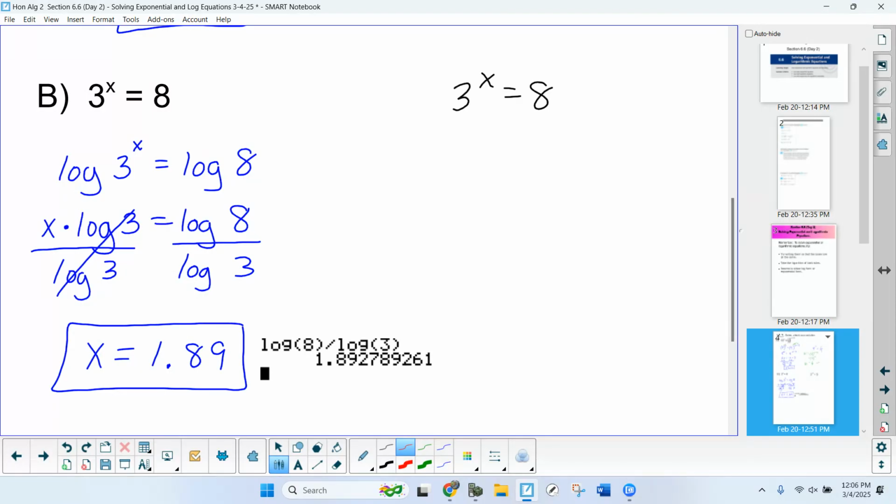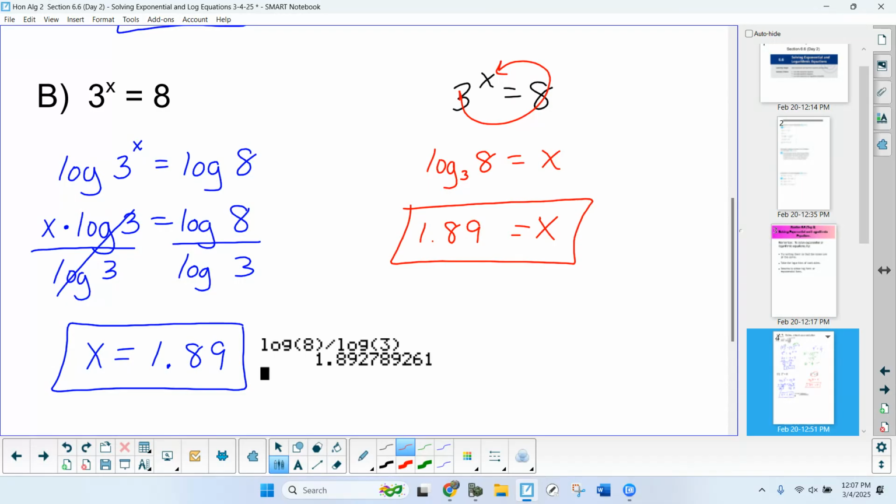Change the form. What form is this? Exponential. So let's swoop it into log. How would you guys swoop it into log? Log base of equals... Or old school calculators, log of 8 divided by log of 3. And do you guys get 1.89?